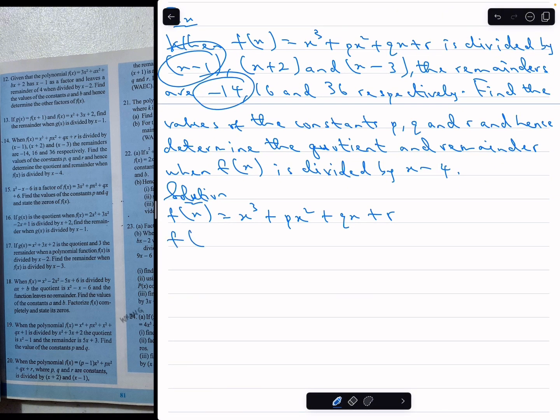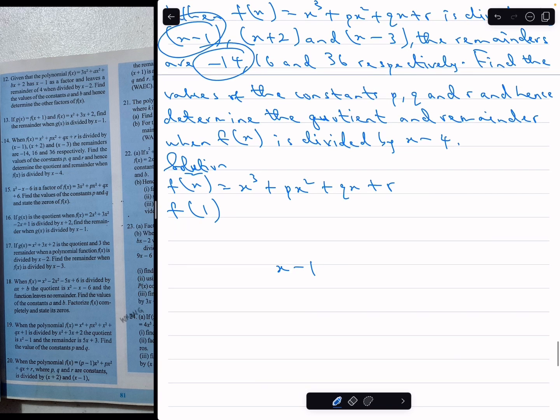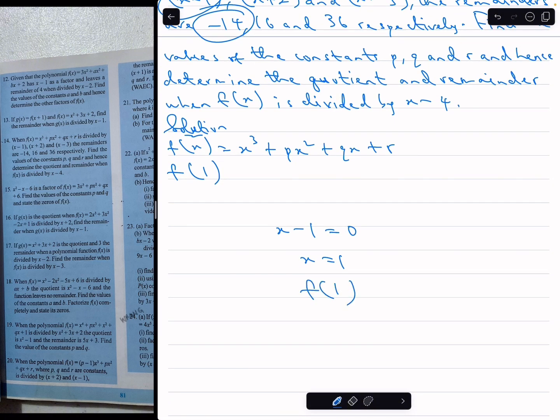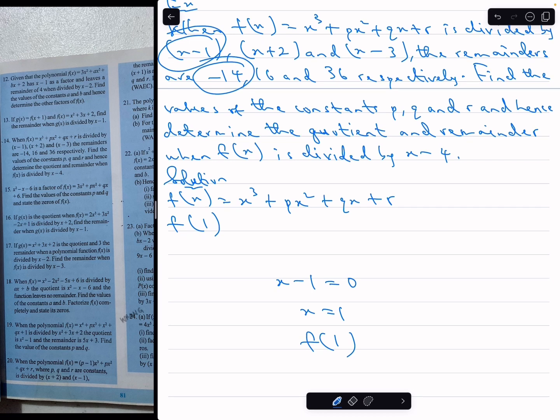That means f of 1, if you divide f of x by x minus 1, then the remainder is the same as, just say x minus 1 equals 0. That means x equals 1. So the remainder will be equal to f of 1. And that remainder is minus 14. Which means f of 1 is minus 14, because the remainder and f of 1 are the same. So f of 1 is equal to minus 14.